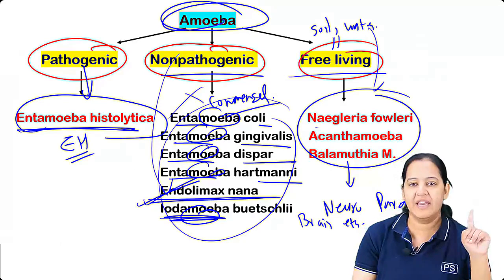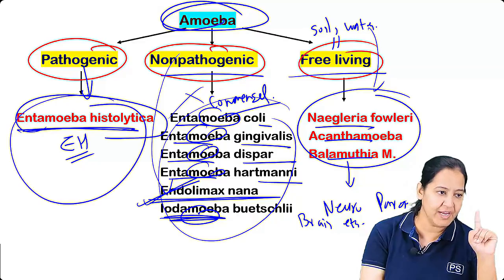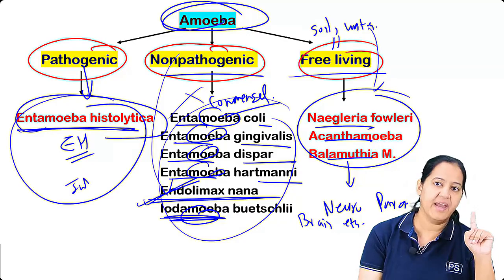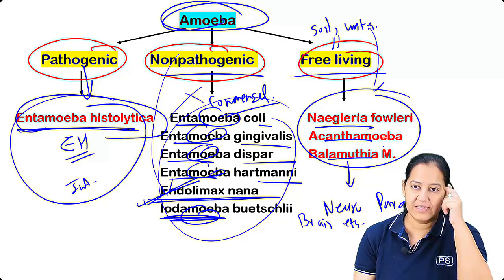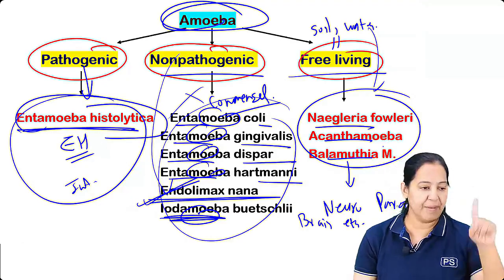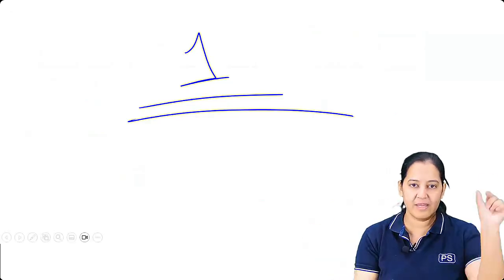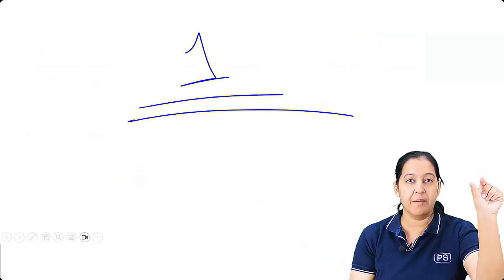Which three? Naegleria fowleri, Acanthamoeba, Balamuthia. So can you see? The one is pathogenic and causes disease in the intestine, and three of them cause disease in the brain. So total 4 amoebas I will teach you. Can you see page number 1 of the chart? What are the 4 organisms? What is written at the corner? In the corner, it may be written amoebas.